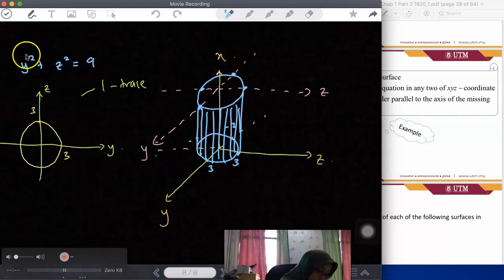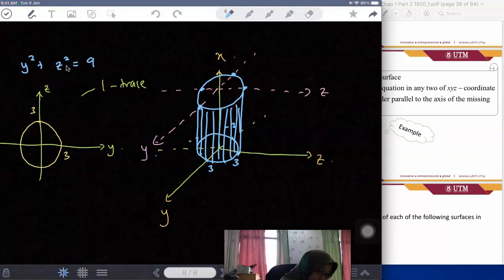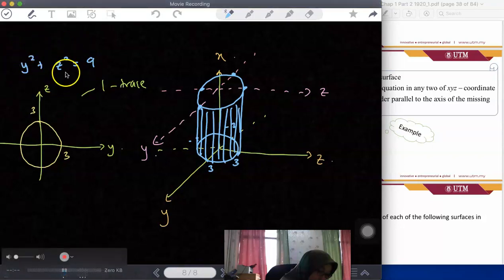Okay, so if you can see, you have only a circle, but when you are talking about sketching in 3D, you should have a cylinder. But that cylinder should be lying along which axis? You can see from the equation, there is no x, meaning that you have a cylinder with radius 3, and it is lying along the x-axis because the x is not here.